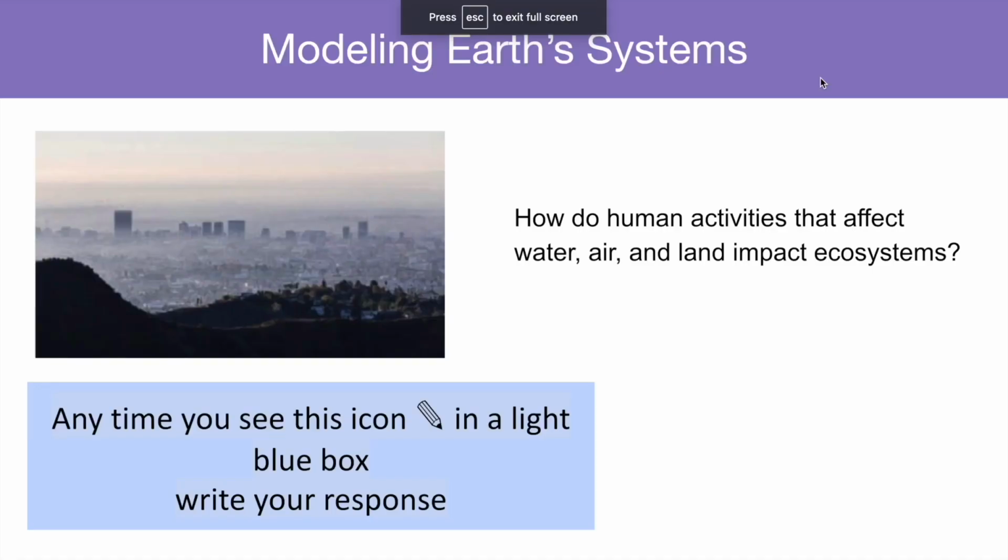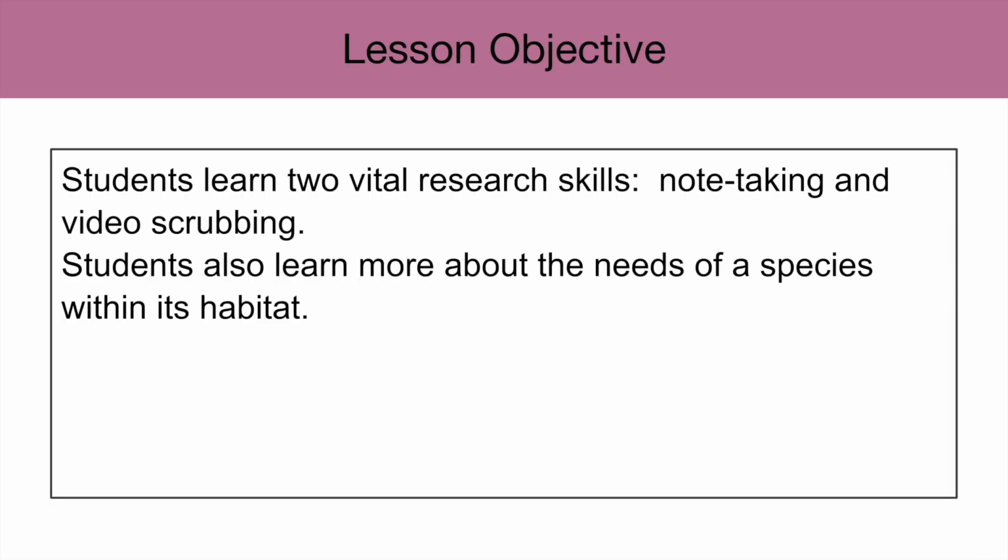Hello, welcome back. In this lesson, we're going to focus on the following question. How do human activities that affect air, water, and land impact ecosystems? Lesson objective. Students will learn two vital research skills, note-taking and video scrubbing. Students also learn more about the needs of a species within its habitat.